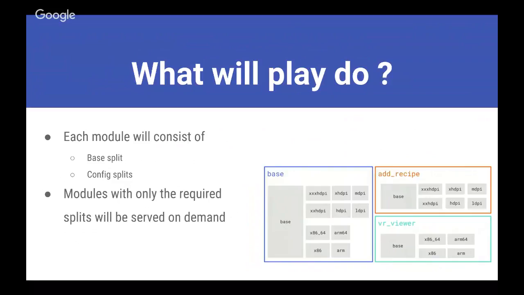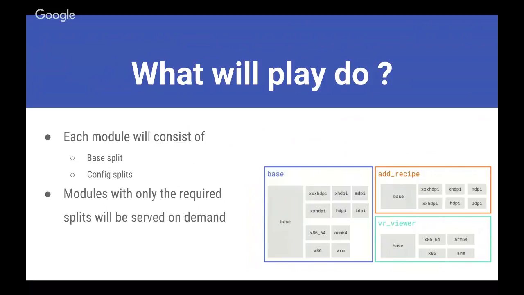Each module will consist of a base split, which contains the base feature that we're talking about. In this case, I have a base split which contains all my resources, all my libraries, and the basic functionality of my app that I want to serve to all my users. There is also a section for add recipe, which is a separate module. There is a section called VR viewer. Rather than a section, let me call it a module. A module called add recipe and a module called VR viewer.